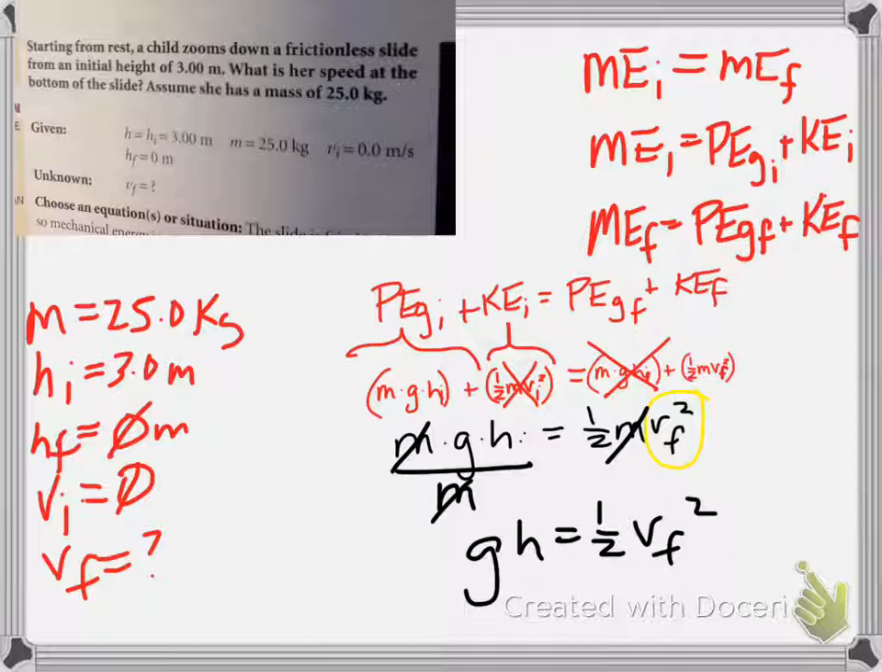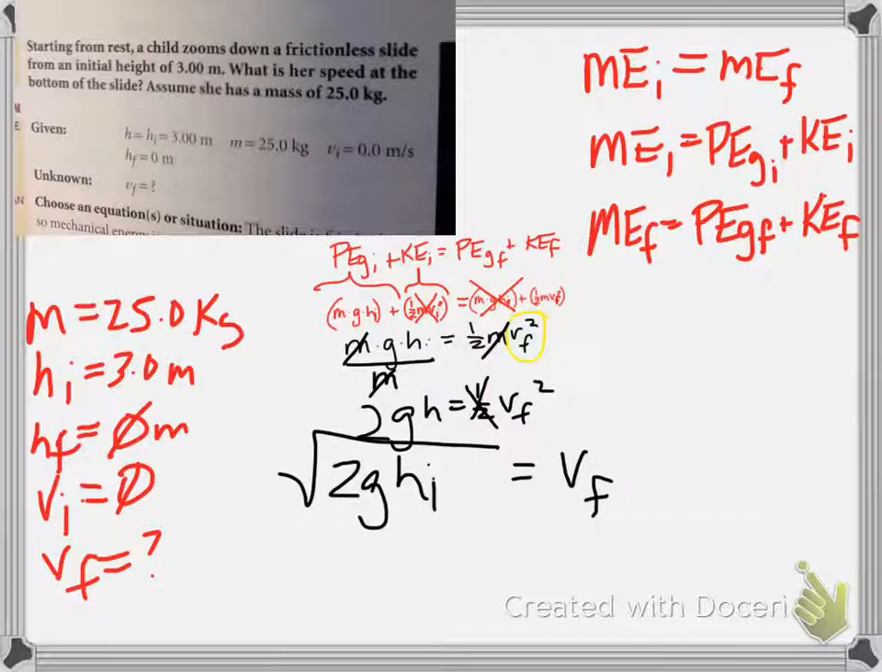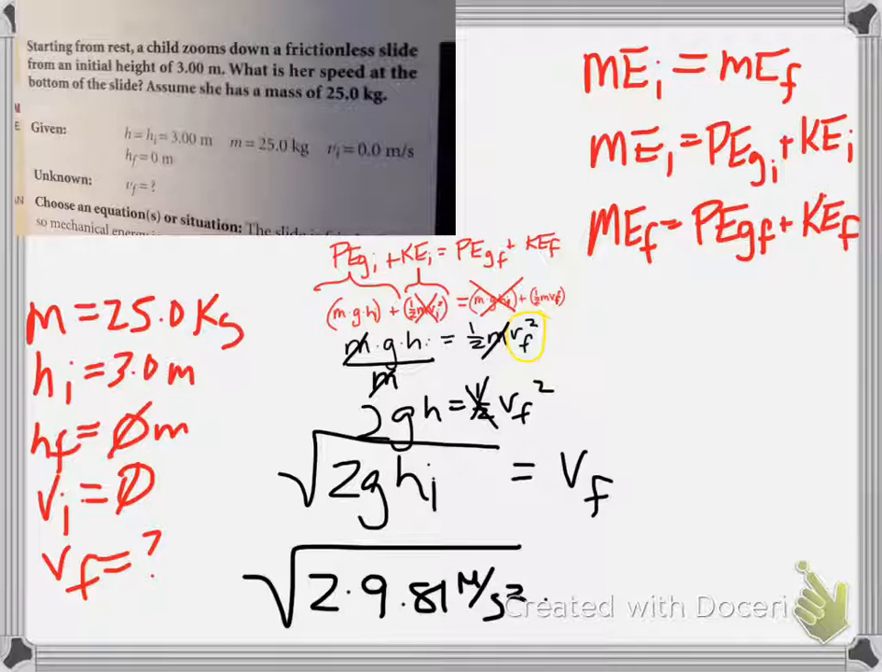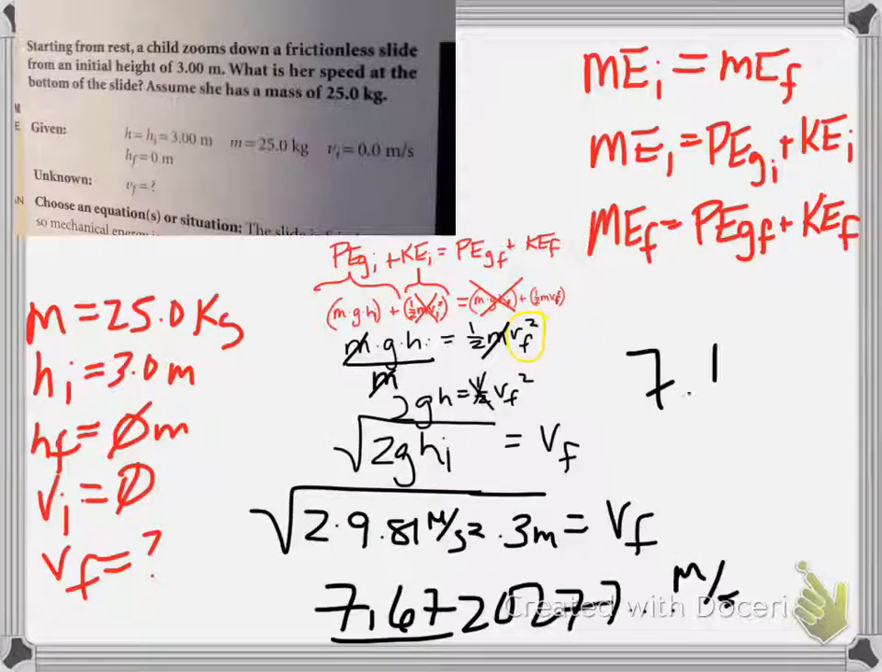So it didn't even matter what her mass was. So we have 2 times that for our final solve. Gravity times initial height equals VF squared. Initial height was 3 meters. Square root of 2 times 9.81 meters per second squared times 3 meters equals VF. What do you notice when you do the dimensional analysis for that? Meters per second squared times meters, take the square root, what do you end up in? Meters per second, which is what we want. 7.67 meters per second, whoops, not squared, meters per second is her final velocity.